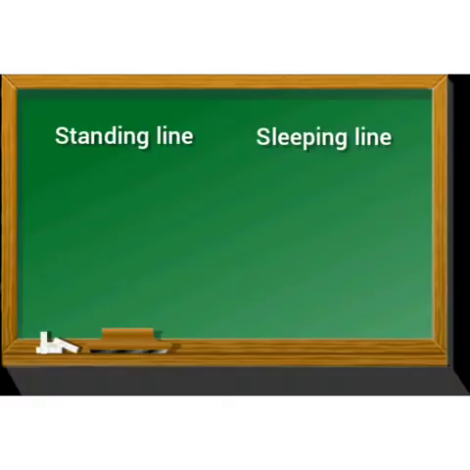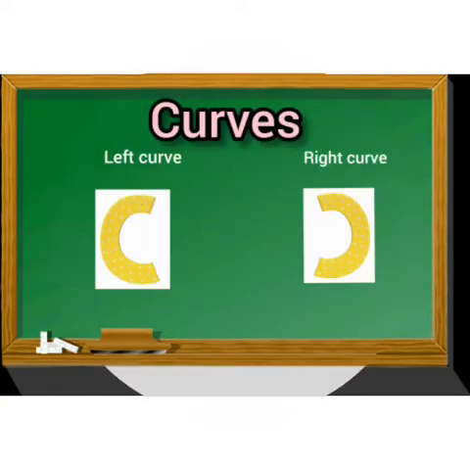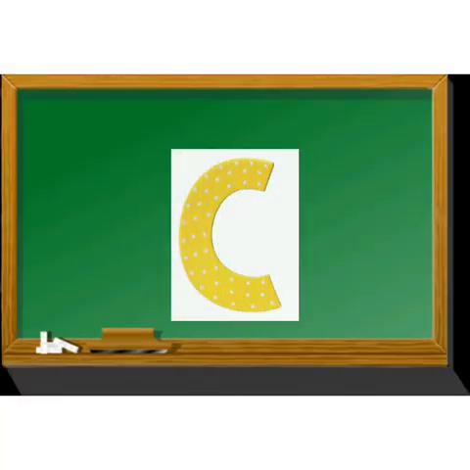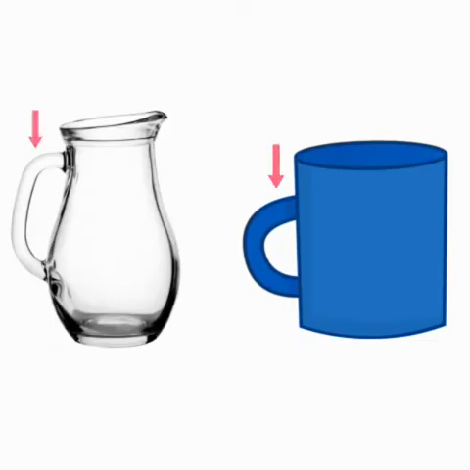Okay, children, in our previous class, we revised standing line and sleeping line. So today we will revise left side curves and right side curves. This is left side curve. A curve towards left hand side is called left side curve. Children, look at the picture. The handle of jug and cup are in shape of left side curve.